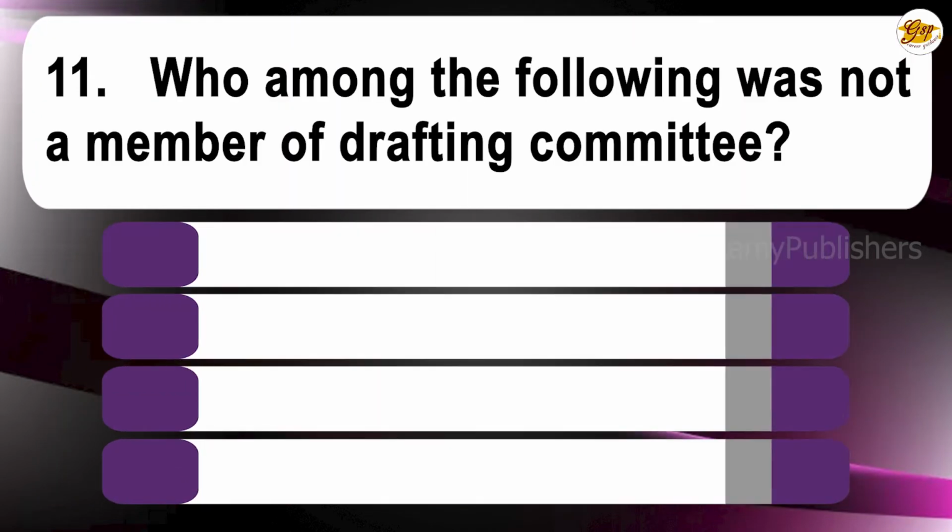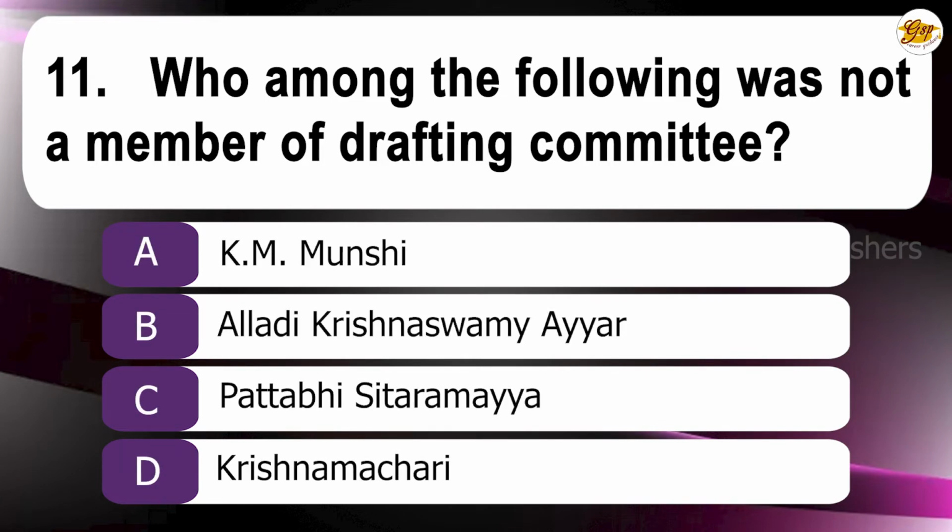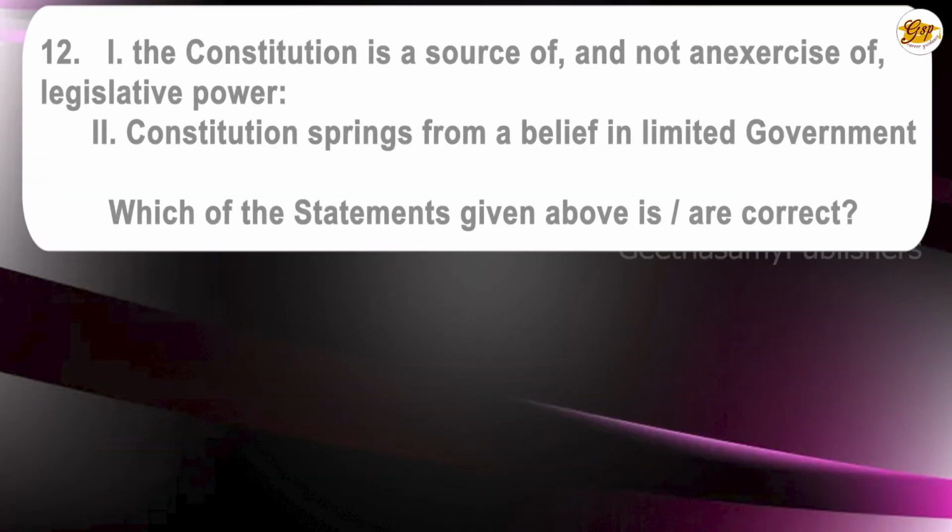11th question. Who among the following was not a member of the drafting committee? A. K. Munshi, B. Alladi Krishnaswamy Iyer, C. Pattabhi Sitaramayya, D. Krishnamachari. The correct answer is C. Pattabhi Sitaramayya.